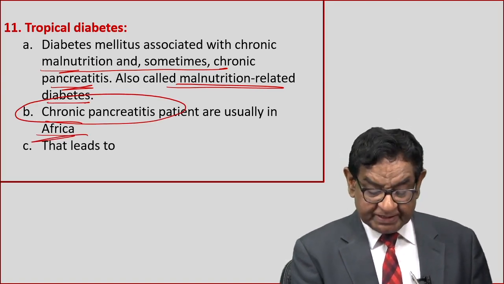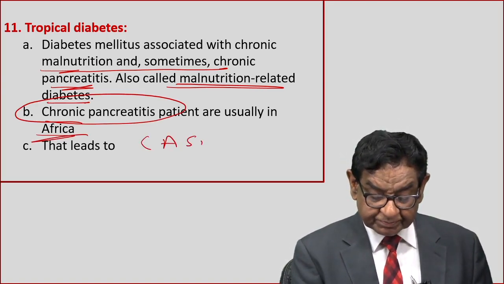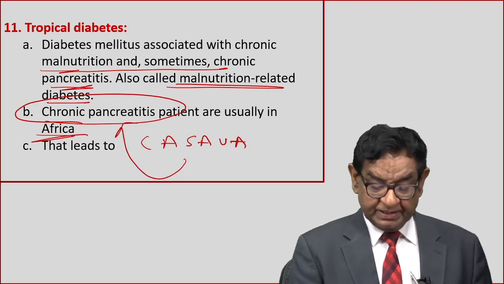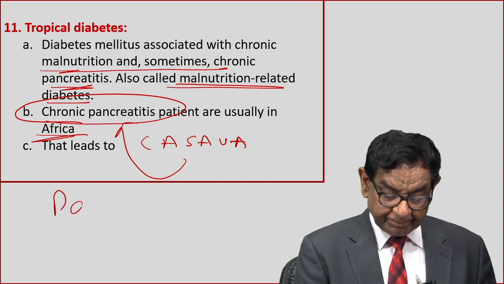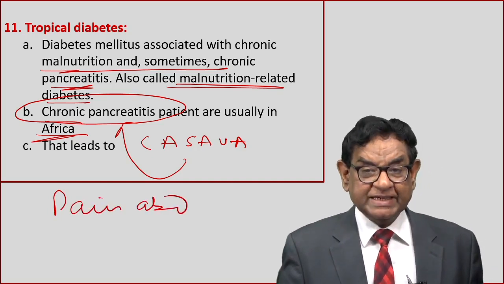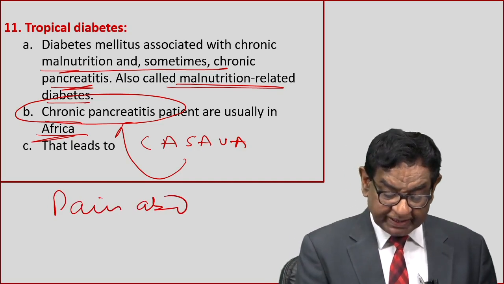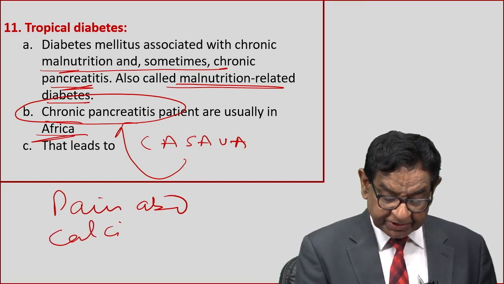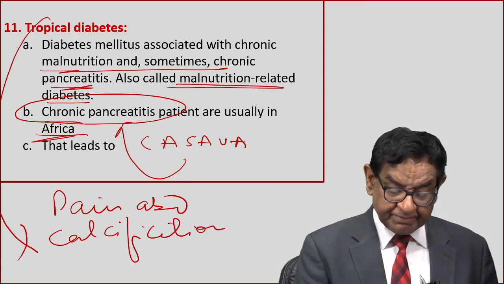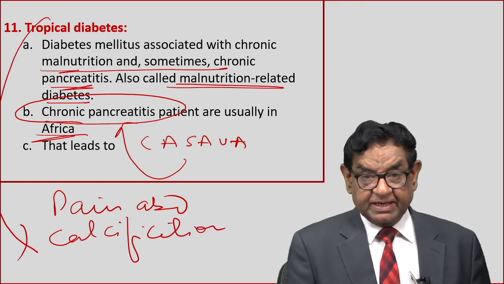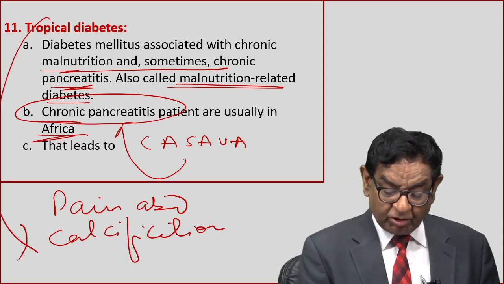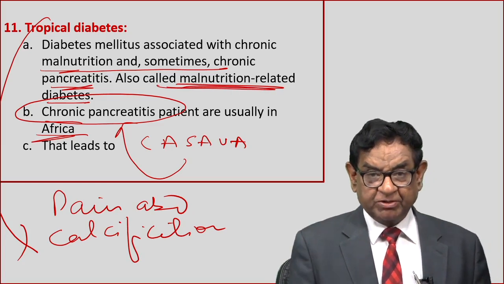What happens? These patients consume cassava, and that produces a picture like chronic pancreatitis. Here the patient can have pain in the abdomen. And the classical finding, when we do an X-ray of the abdomen of this patient, is pancreatic calcification. This is so-called tropical diabetes. And repeating a second time, the malnourished diabetes which I have mentioned separately, many authorities include that also in this particular category.